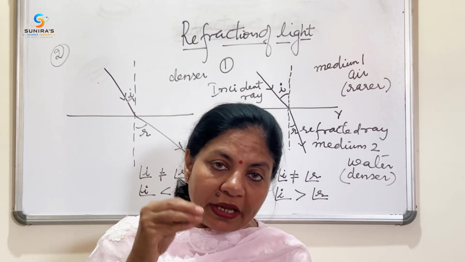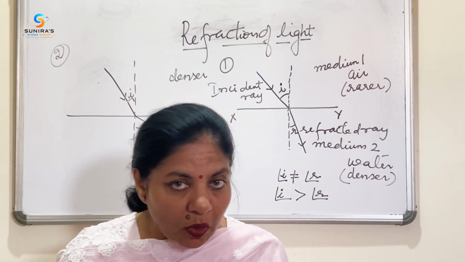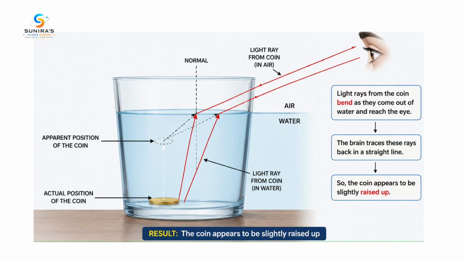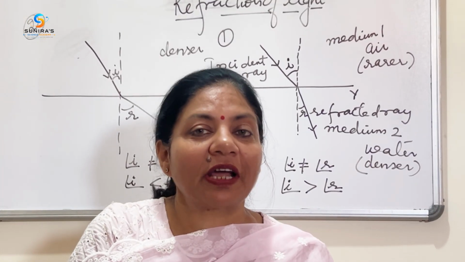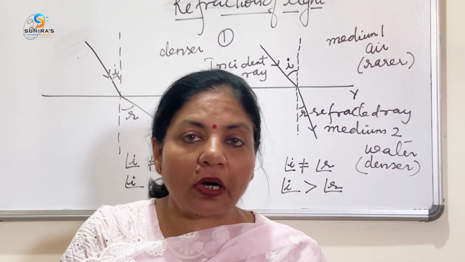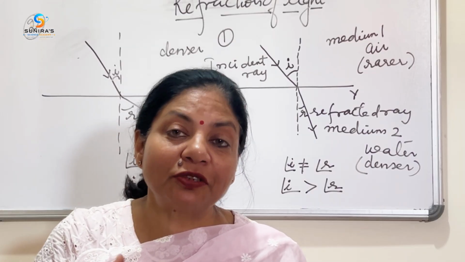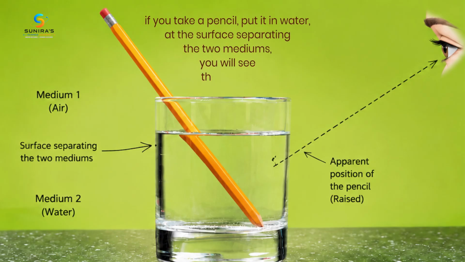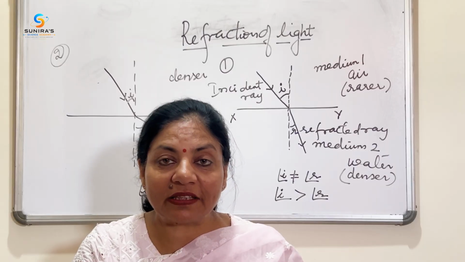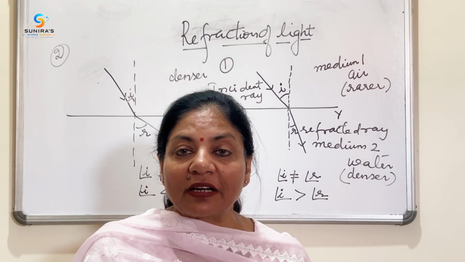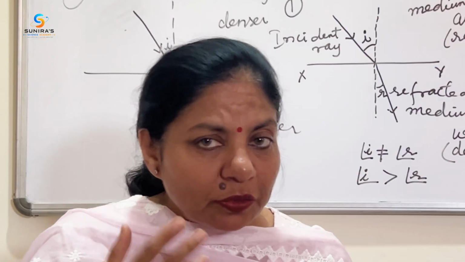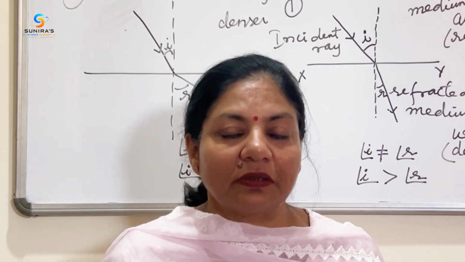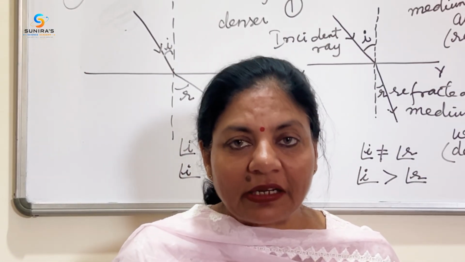If we keep a coin in a glass of water and observe it from above, you would see that the coin appears to be slightly raised up. This is because of the refraction of light. It's an illusion. It's not actually raised, but it appears to be. Similarly, if you put a pencil in water, at the surface separating the two mediums you will see a bend in the pencil. This bend is due to refraction of light. It is not actually bent, that is also an illusion, but due to refraction of light, it appears so.